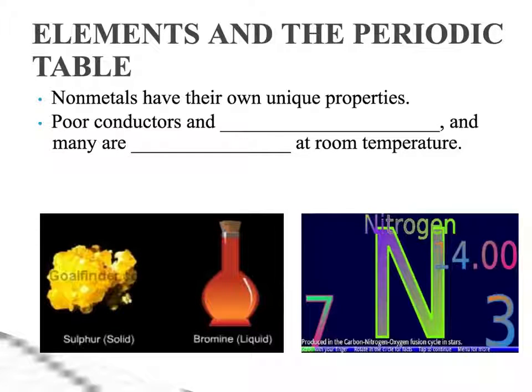As you would expect, nonmetals have completely different properties than metals. They are poor conductors, which means they will not conduct electric current or heat. They are very brittle, which means that they break easily, and many of them are gases at room temperature. Things like oxygen and nitrogen, which you see here, are gases, and those are some of the nonmetals.